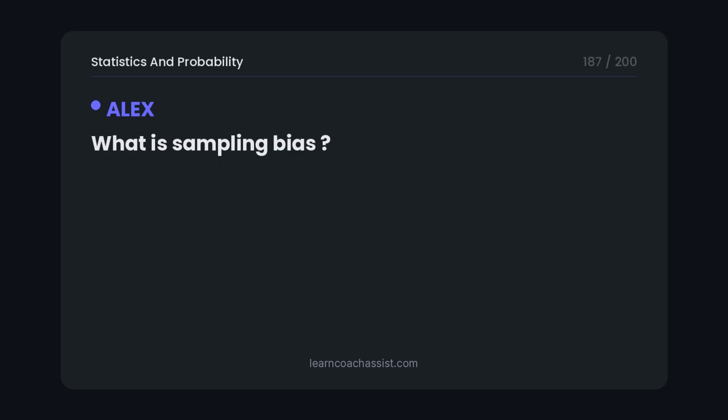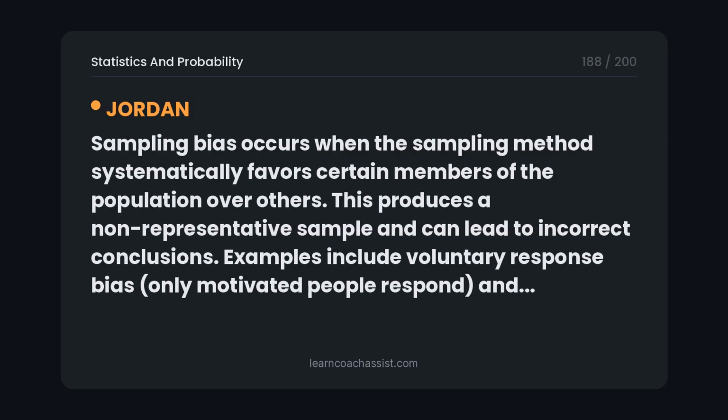What is sampling bias? Sampling bias occurs when the sampling method systematically favors certain members of the population over others. This produces a non-representative sample and can lead to incorrect conclusions. Examples include voluntary response bias, only motivated people respond, and undercoverage.